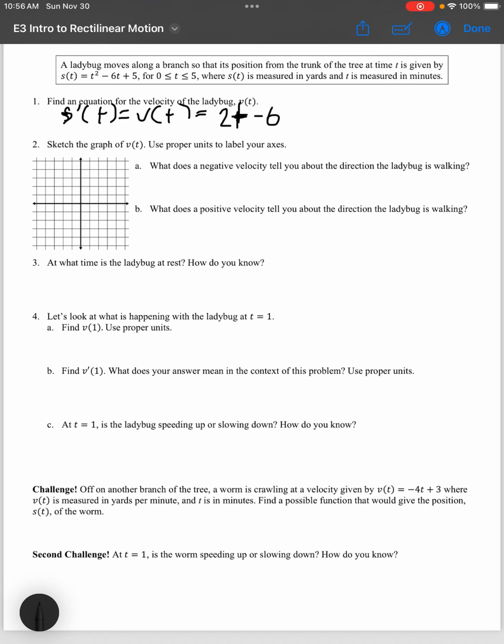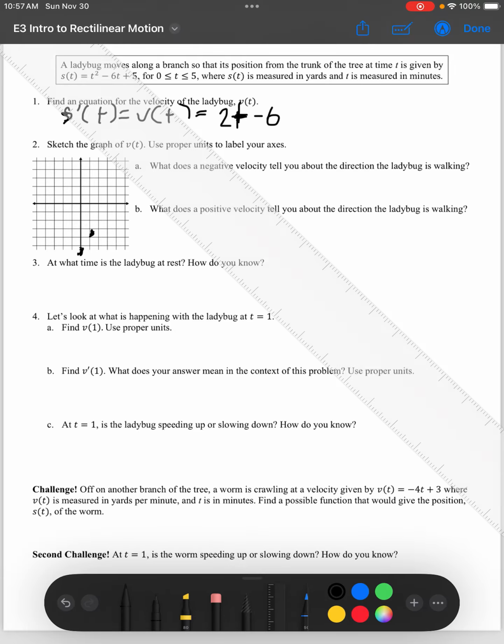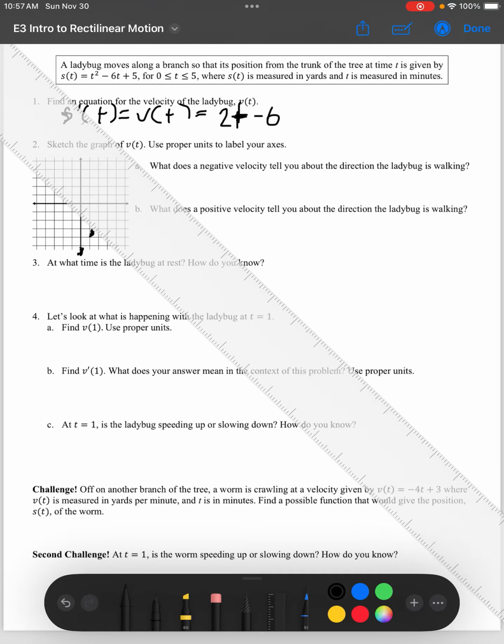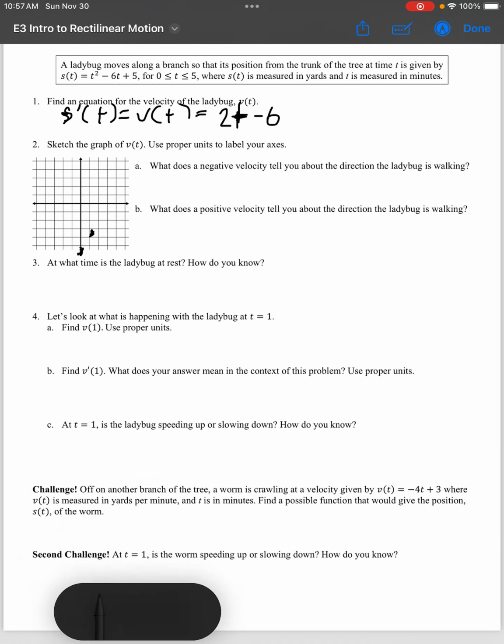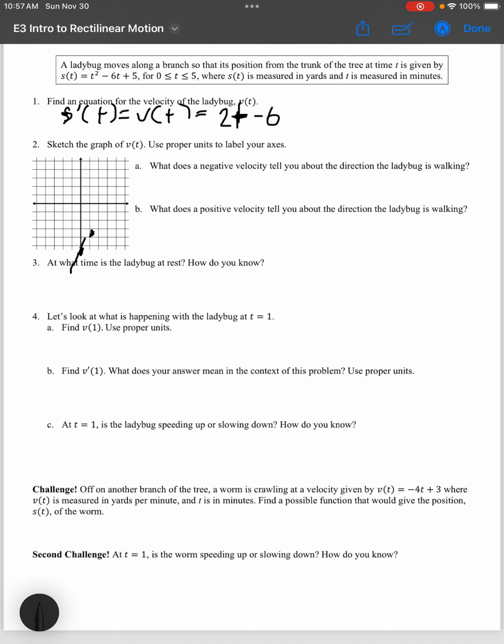Okay, sketch the graph of v of t. So minus 6 would be somewhere like right here, 2t here. So just roughly sketching something like that, maybe. Doesn't really matter, but what does a negative velocity tell you about the direction the ladybug is walking?